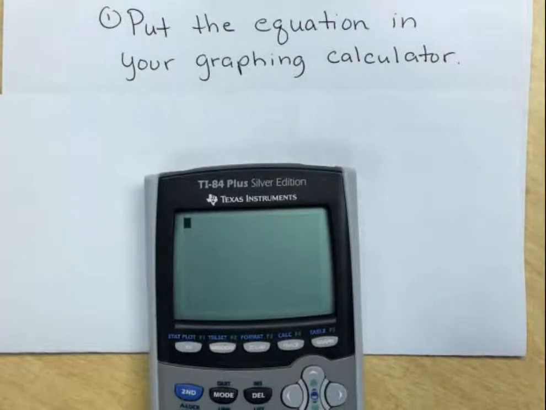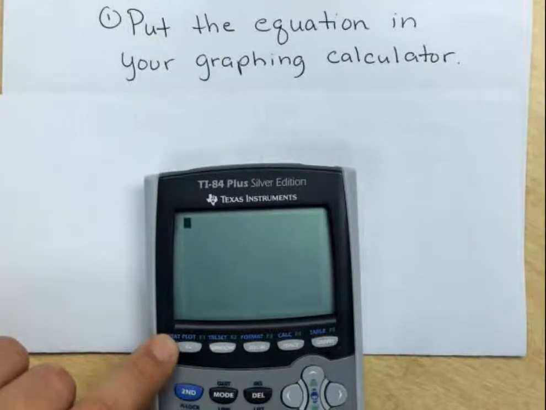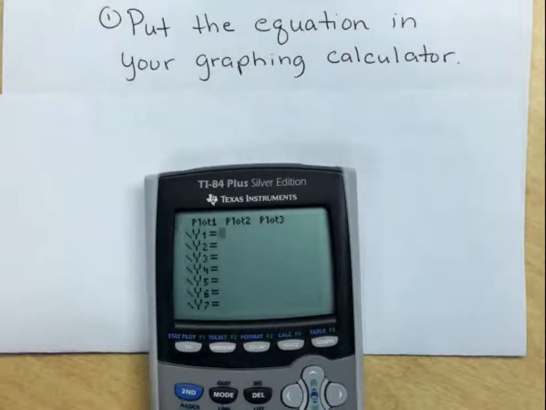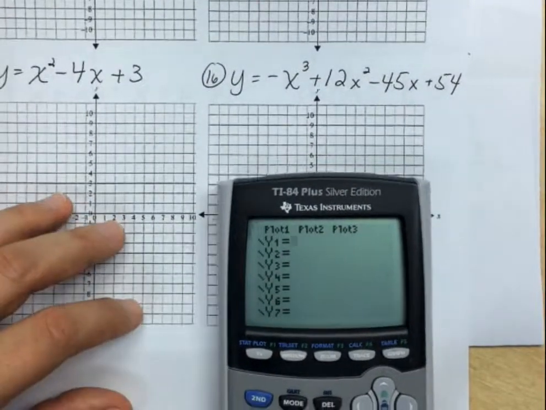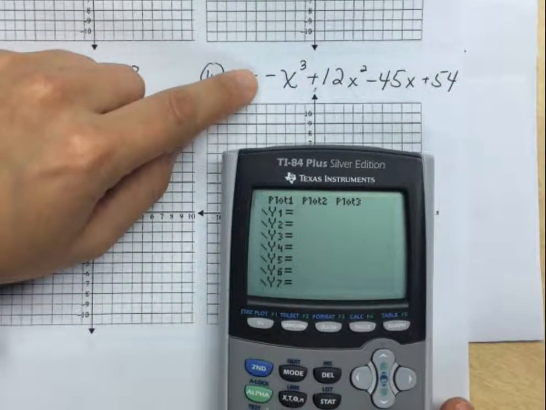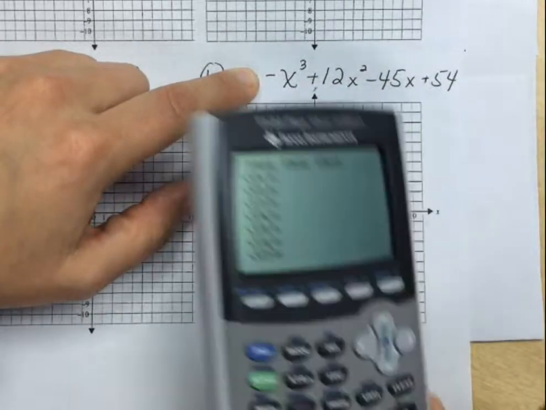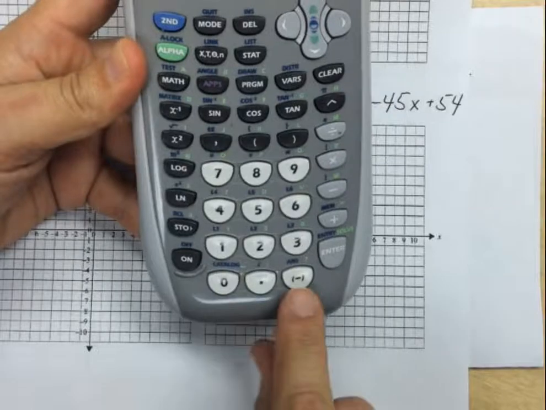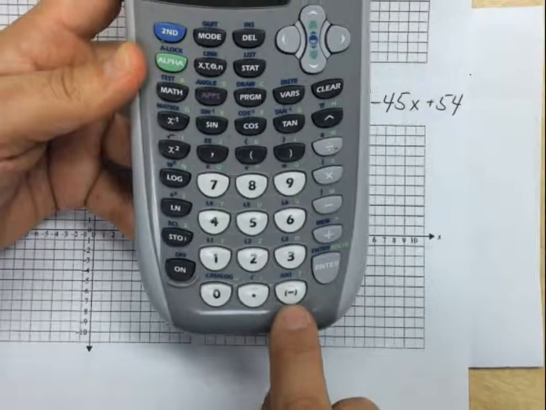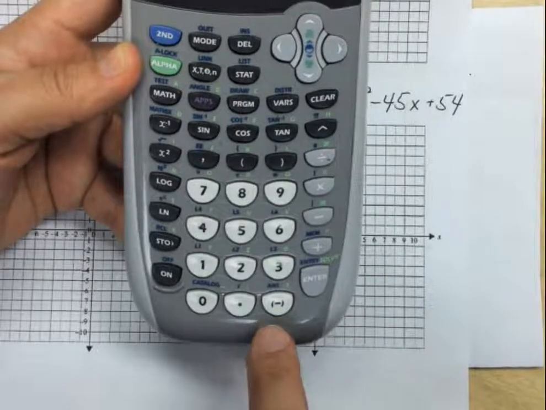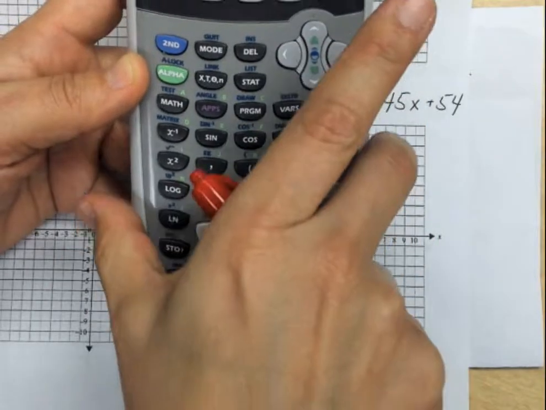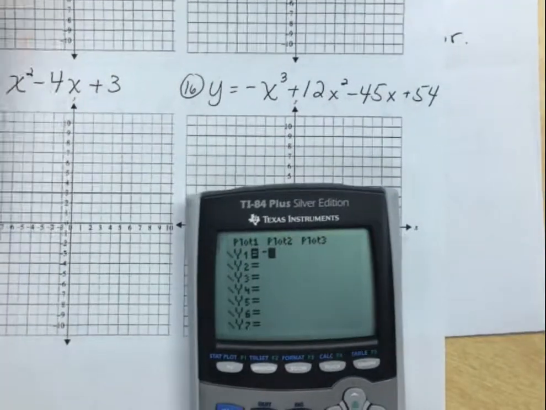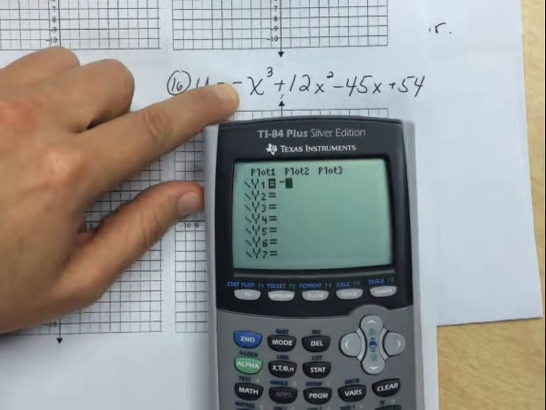The first thing we need to do is put our equation into our graphing calculator. To put in an equation, we hit the y equals button here. Then we look at our equation. Our equation starts with a negative number. For the negative number, when it's at the beginning, we have to use the negative sign, not the subtraction sign. So when our equation starts with a negative, we use our negative button. So we'll put our equation in, negative x to the third.